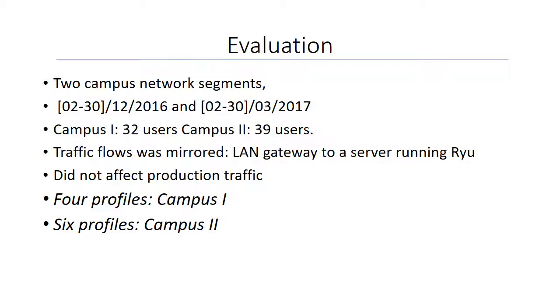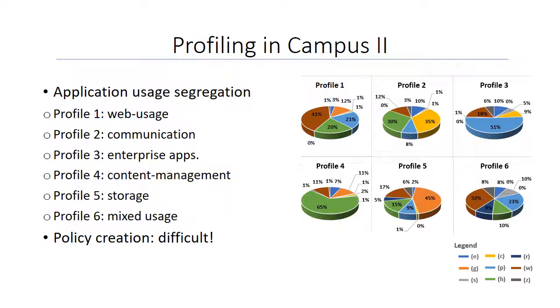Port mirroring was used so that we do not affect or disrupt any production traffic when it came to actual profiling. 4 profiles were extracted in campus number 1, while 6 different profiles were extracted in campus number 2, according to application trends. So these are the results for profiling in campus number 2. Let us consider these in a bit more detail.